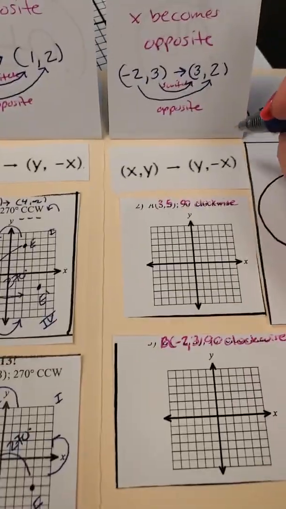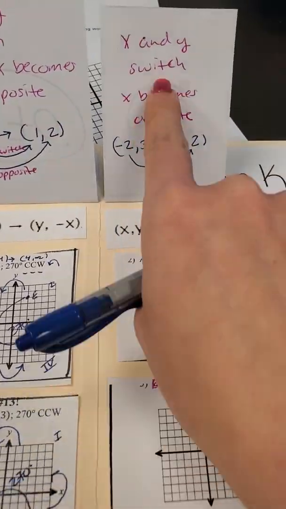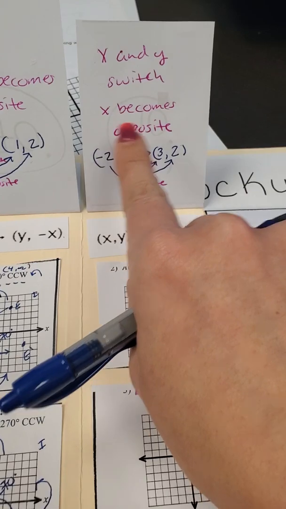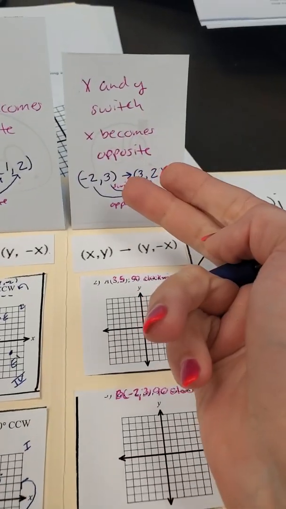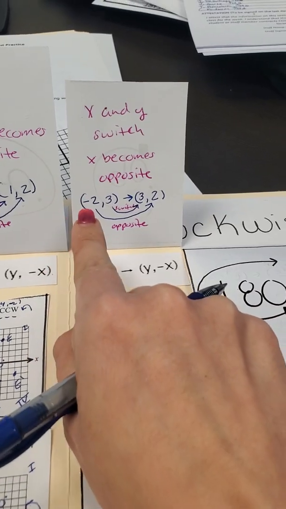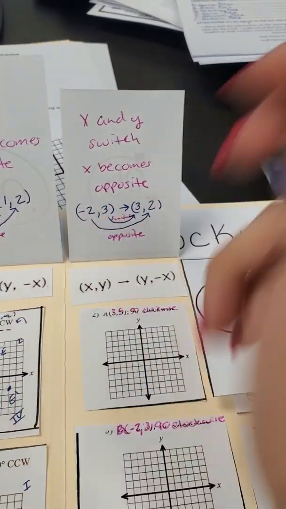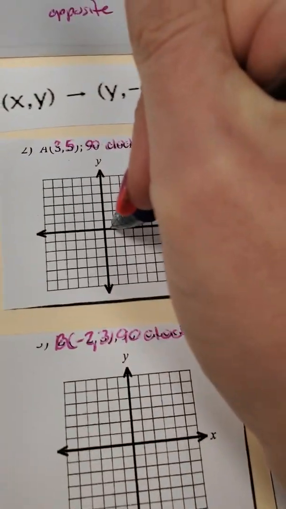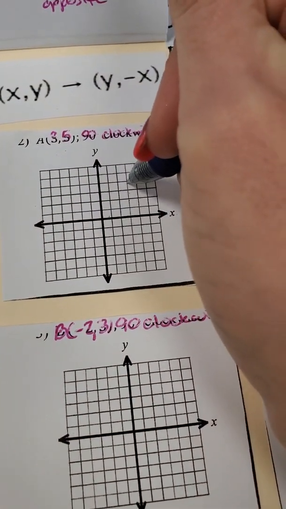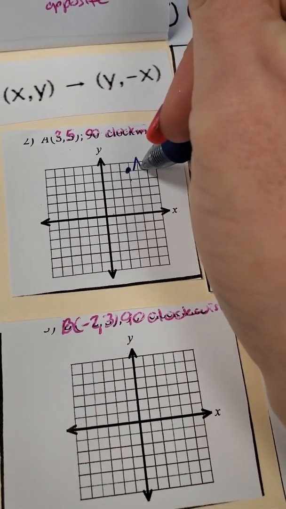So let's try this out. Remember, we're going to take our x and y, we're going to switch them, and then our x is going to become its opposite. So it was -2, 3. I flipped them, and then I turned that -2 into a +2. So let's do the same thing here. So we have 3, 5. So we're going to go right 1, 2, 3, up 1, 2, 3, 4, 5. That's going to be point A.